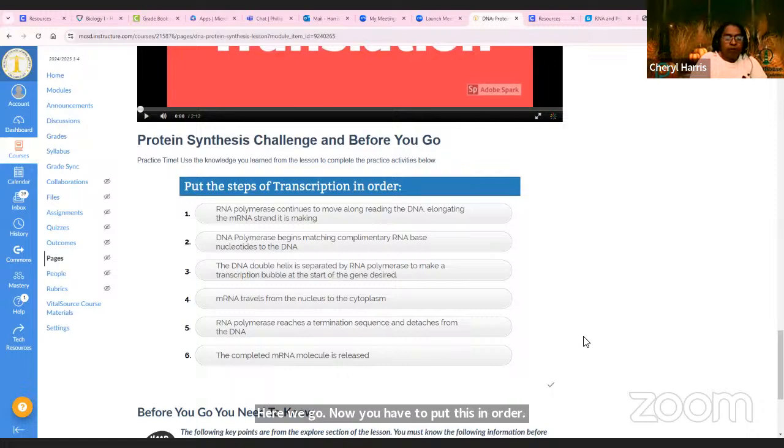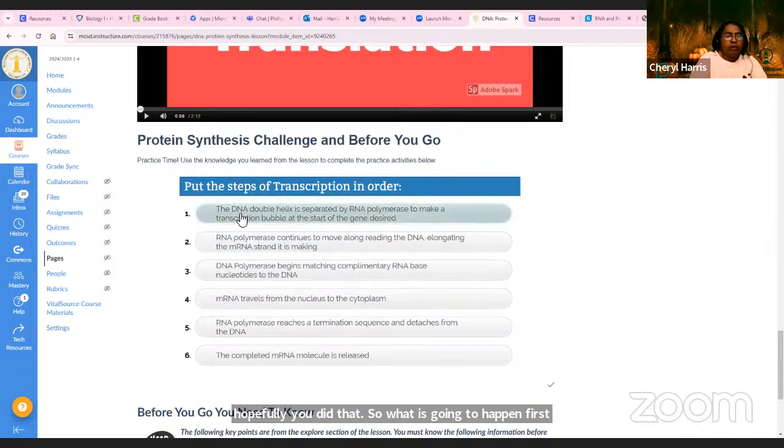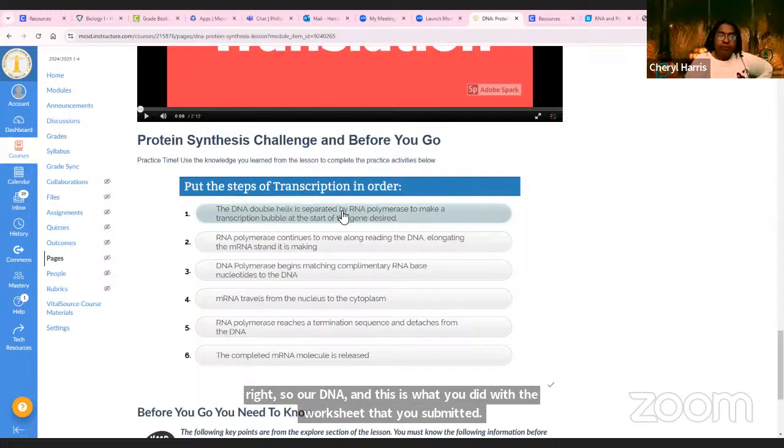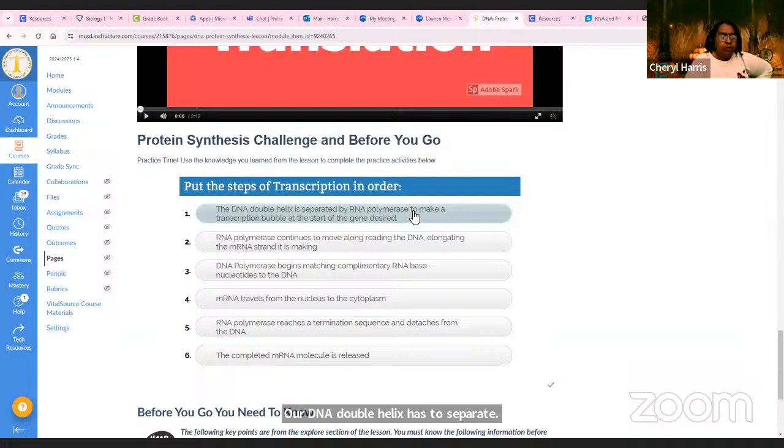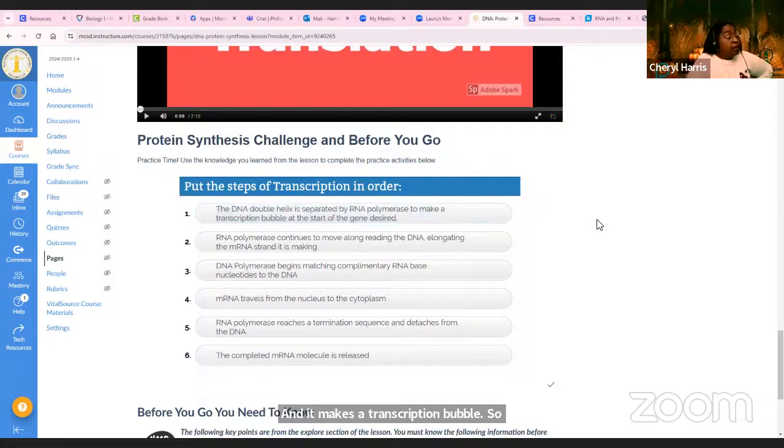So what is going to happen first? I guess we're going to drag that up here to number 1. All right, so our DNA, and this is what you did with the worksheet that you submitted. Our DNA double helix has to separate. And we had the RNA polymerase, which is the enzyme that causes it to unzip. And it makes a transcription bubble. So that's number 1. And you might want to write these down on a separate sheet of paper, even though you have it in Canvas, write it down once you get them in the correct order.